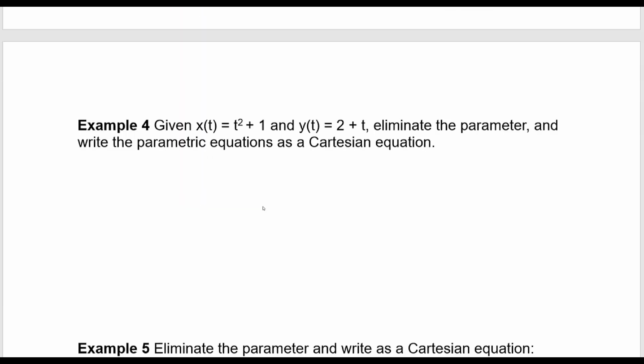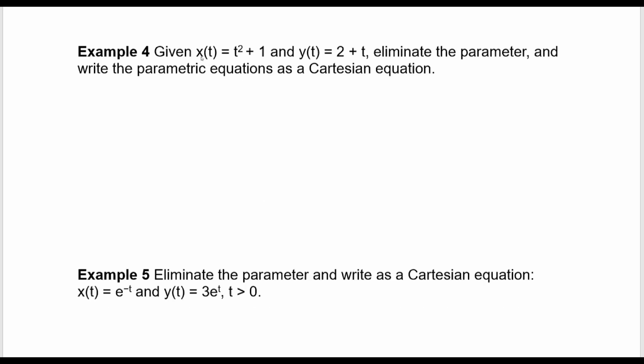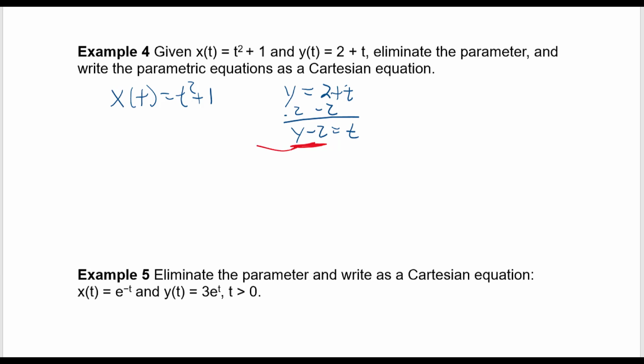So let's take a look at this first one here. We have x of t is t squared plus 1, and y of t is 2 plus t. So I think the easier one to solve for is this y one. So we could take our x of t equals t squared plus 1, and take this y, I'm going to call it y equals 2 plus t. If I solve for t, I'm subtracting 2 from both sides. So y minus 2 equals t. So I take this equivalency for t, and I put it in place of that one.